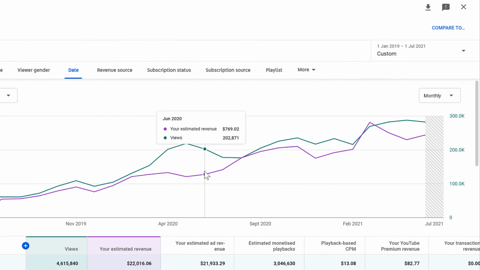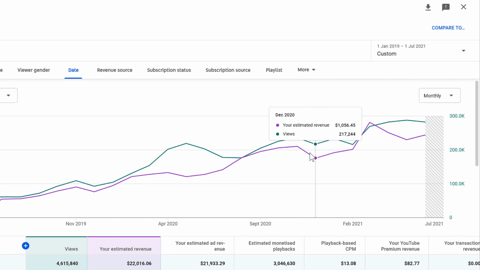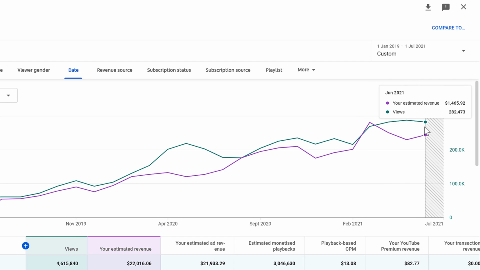And then the views and revenue come back together again in August 2020, and then they gradually increase for the rest of the year until we get to December 2020 when there's a small decrease again because of the Christmas holidays. From that point onwards, the views and revenue are a bit more variable.